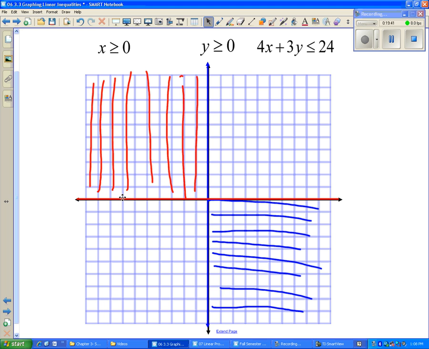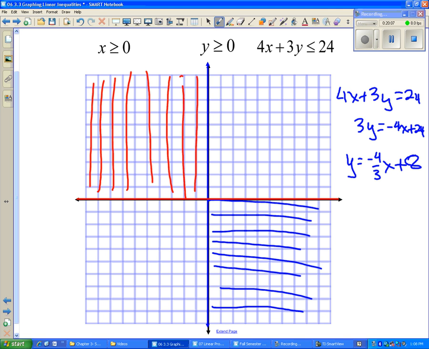So let's look at my last equation. Again, one of the simplest ways of doing this is to put this in slope-intercept form. 4x plus 3y is equal to 24. I can put it as equals because I'm just solving to find the line. Subtract 4x, 3y is equal to negative 4x plus 24. Divide by 3, y is equal to negative 4/3 x plus 8.